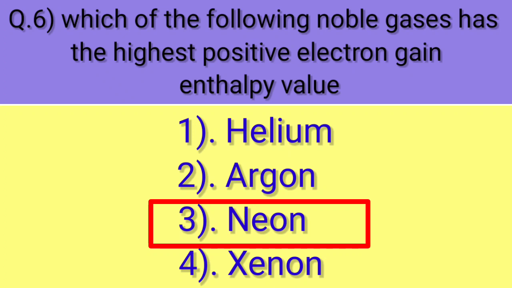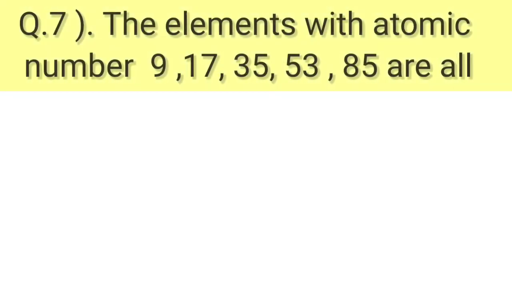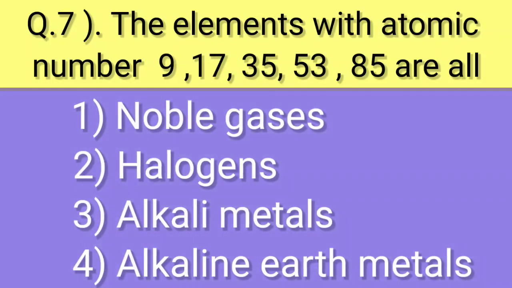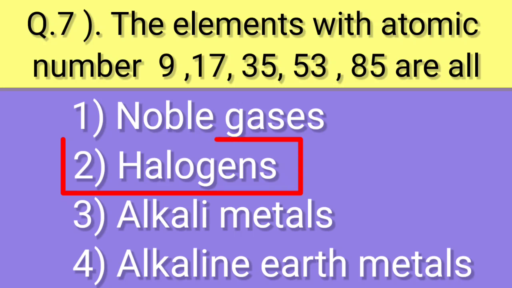Let's move on to our seventh question of the day. The elements with atomic number 9, 17, 35, 53, and 85 are all noble gases, halogens, alkali metals, or alkaline earth metals. The correct option is option number 2, halogens. It was a very easy question indeed.